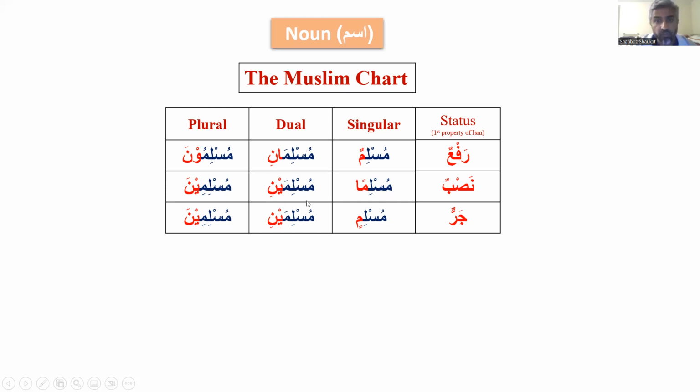Zainab, Muslimaini means two Muslims. What is its status? Nasab. How would we identify it is Nasab? How would we know? Because in the Nasab section, it has Muslimaini in the dual category. Its ending sound is aini. When the ending sound of a dual is aini, it is Nasab. And the same sound is for Jar.